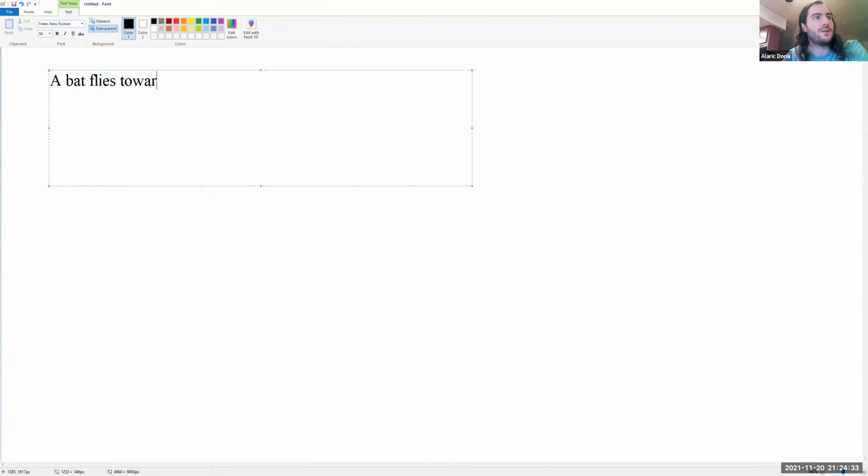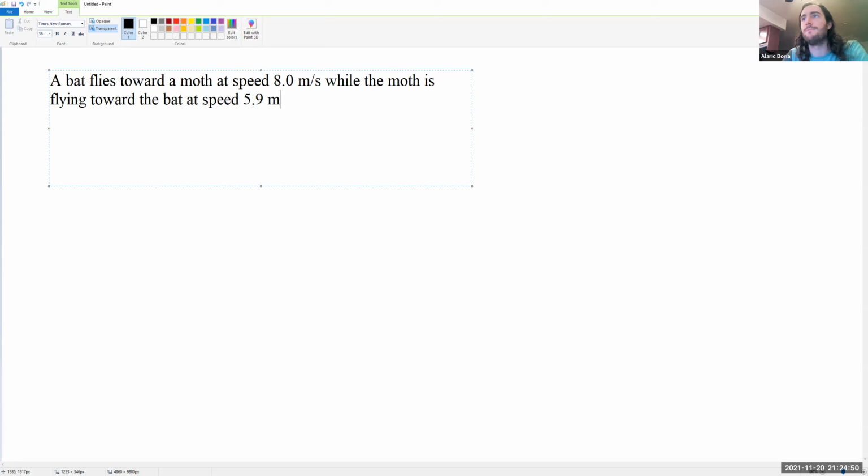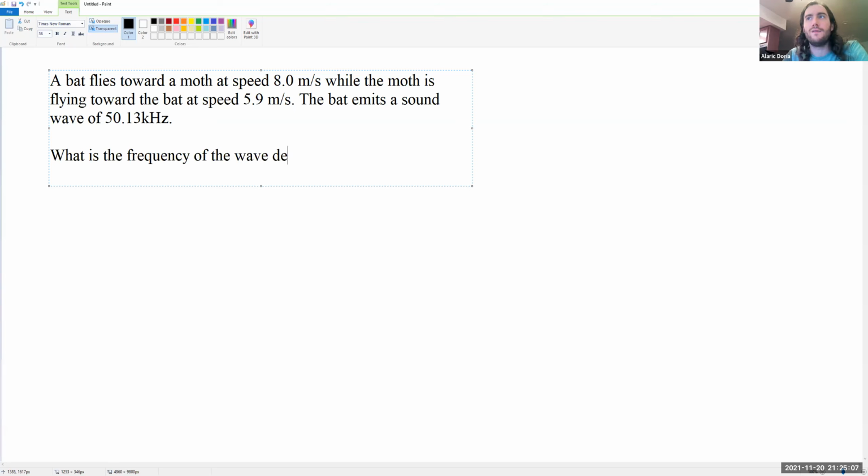A bat flies toward a moth at speed 8.0 meters per second, while the moth is flying toward the bat at speed 5.9 meters per second. The bat emits a sound wave of 50.13 kilohertz. What is the frequency of the wave detected by the bat after that wave reflects off the moth? Okay.